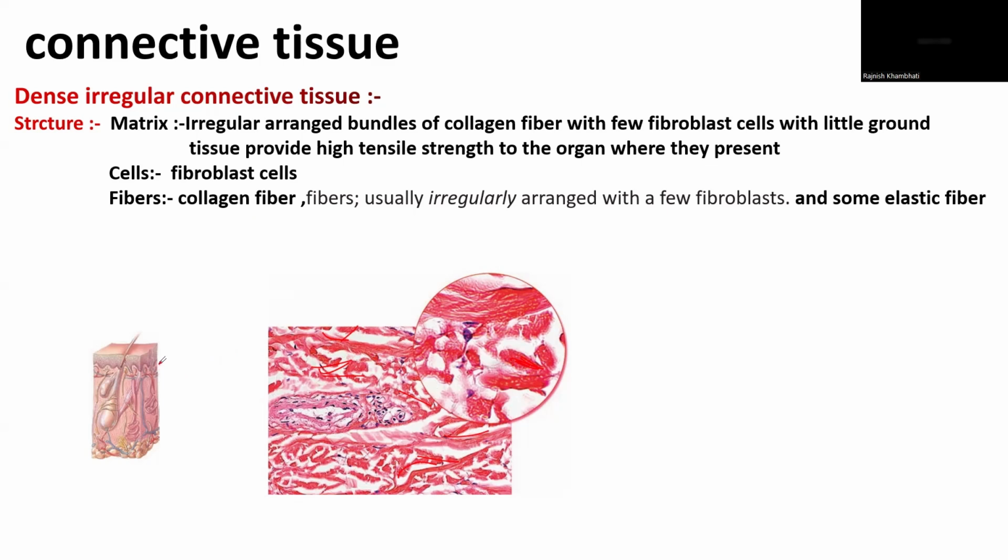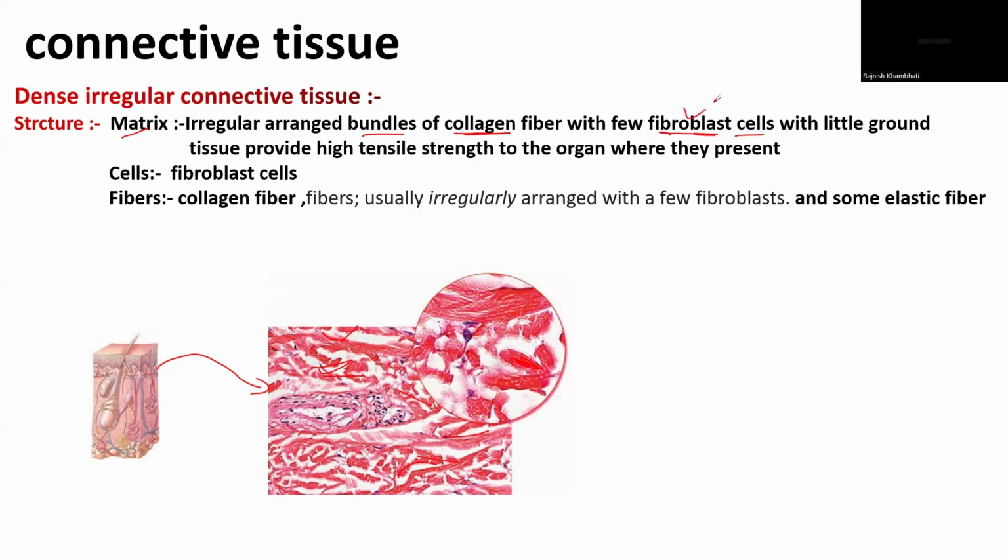And this irregular tissue is again present below the skin, like here. This is the portion where it is present. Let's see the matrix. Matrix is irregularly arranged bundles of collagen. See, collagen bundle is there. You can see in this diagram, but they are irregularly arranged with fibroblast cells.